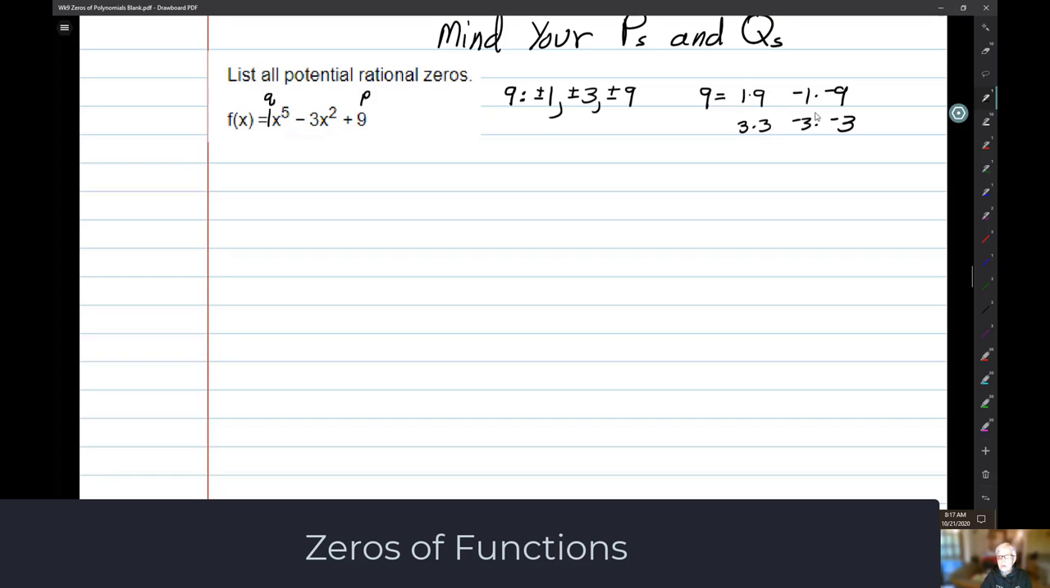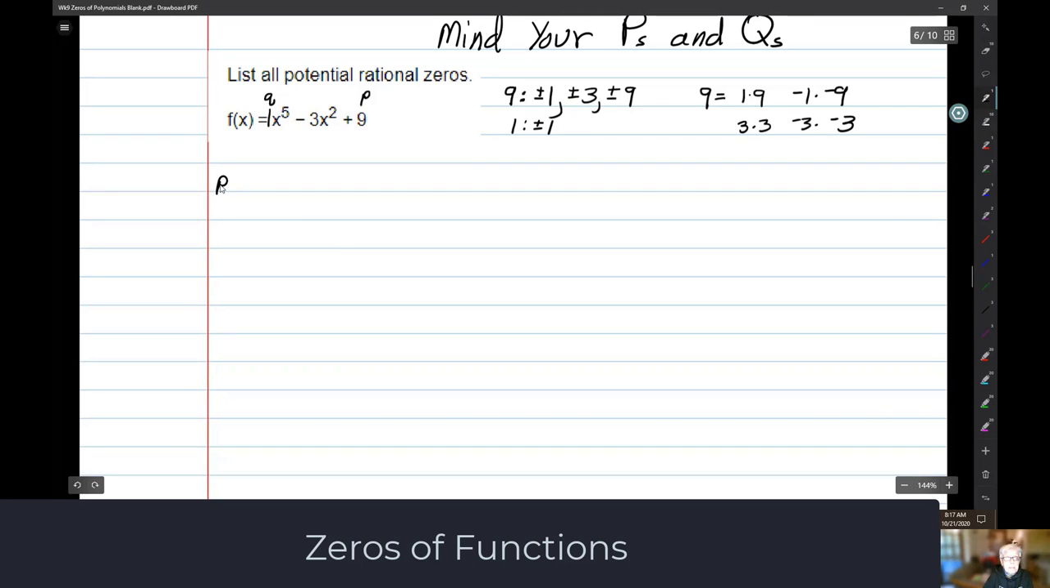And then the 9. So you have either positive or negative 1, positive or negative 9, positive or negative 3. Now 1 will only factor into plus or minus 1. Here's how you find all of the potential rational zeros, which doesn't mean that they're all rational zeros, or that there even are any, but if there are some, they will be among the numbers I'm going to show you.